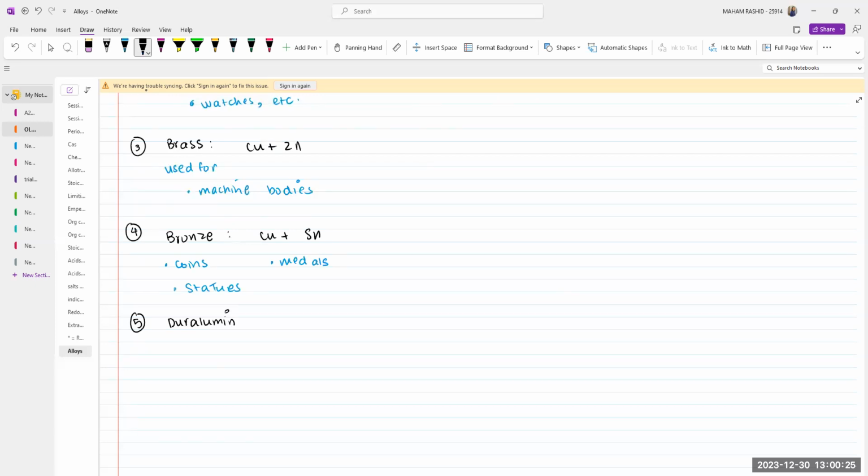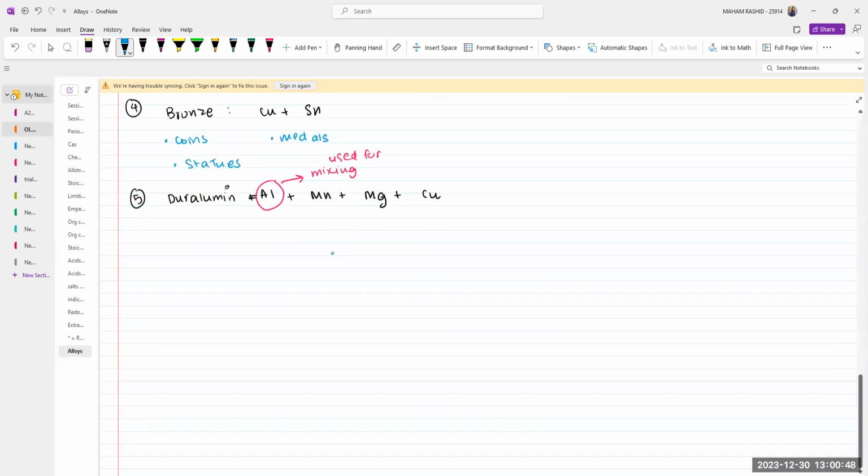Then we have another alloy that is duralumin, which is a mixture of aluminum, manganese, magnesium, and copper. Aluminum here is used just for mixing, and the use for this alloy is aircraft making.